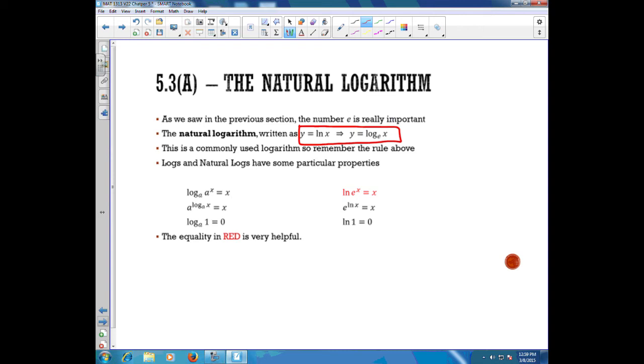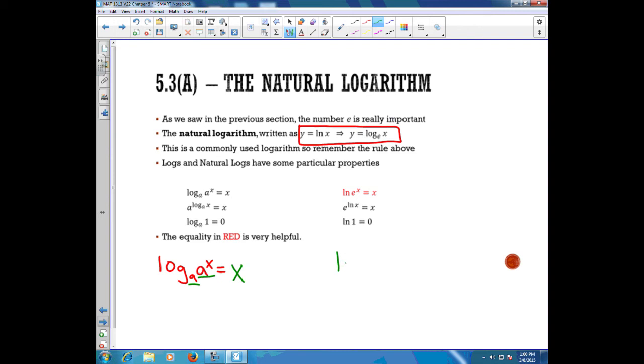Now, logs and natural logs have some particular properties. So, for example, log base a of a to the x is equal to x. I'm not going to go through all of these, but I'm going to try to explain how one works, and you should understand then how the rest work. So log base a of a to the x is just saying, what power do we raise a to get a to the x? Well, obviously, whatever power we raise a to get a to the x has to be x.